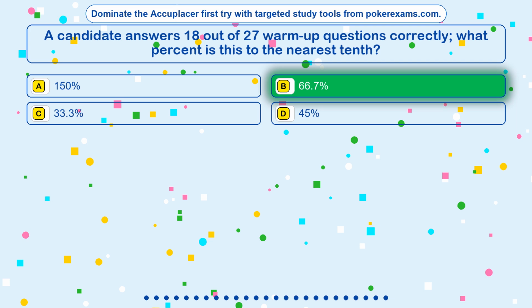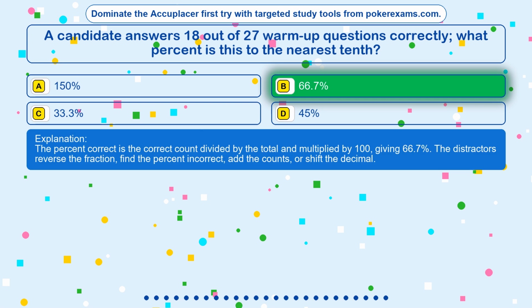The correct answer is option B, 66.7%. The percent correct is the correct count divided by the total and multiplied by 100, giving 66.7%. The distractors reverse the fraction, find the percent incorrect, add the counts, or shift the decimal.